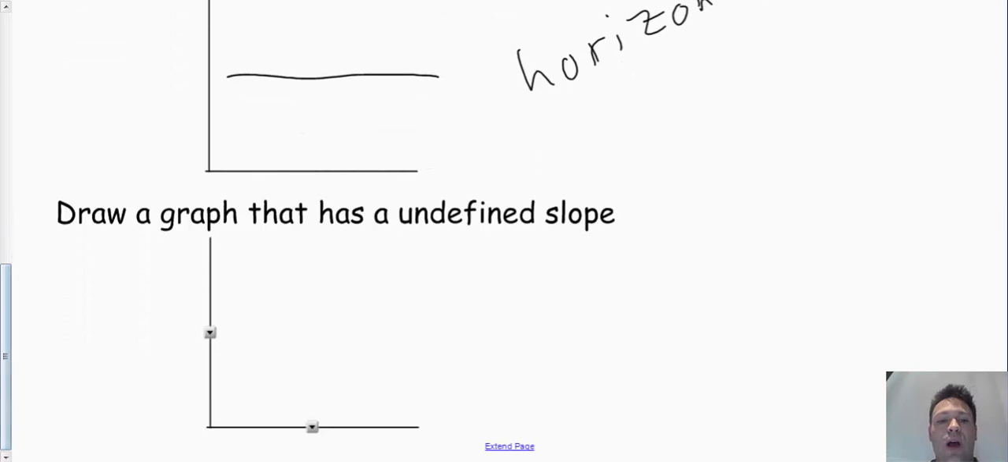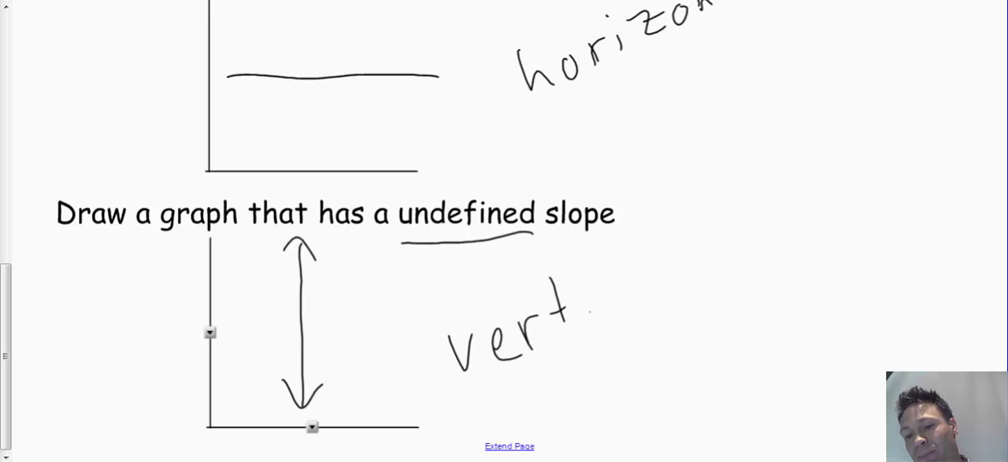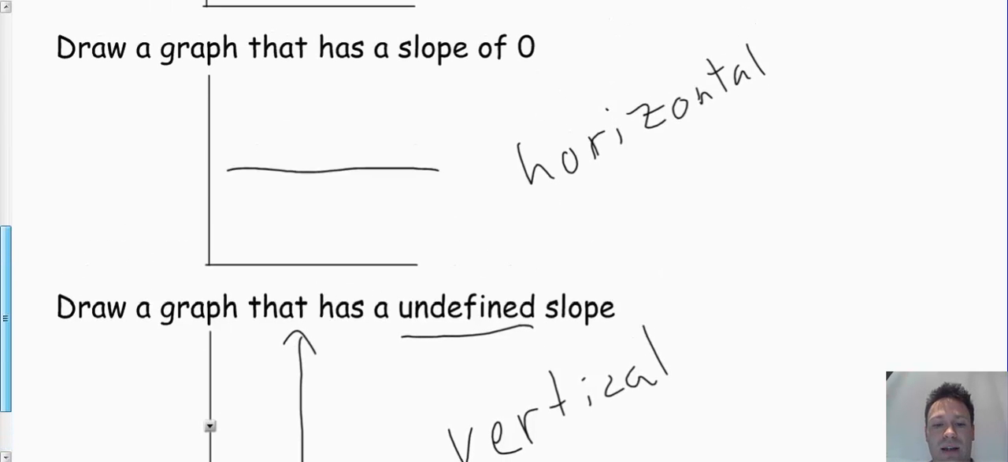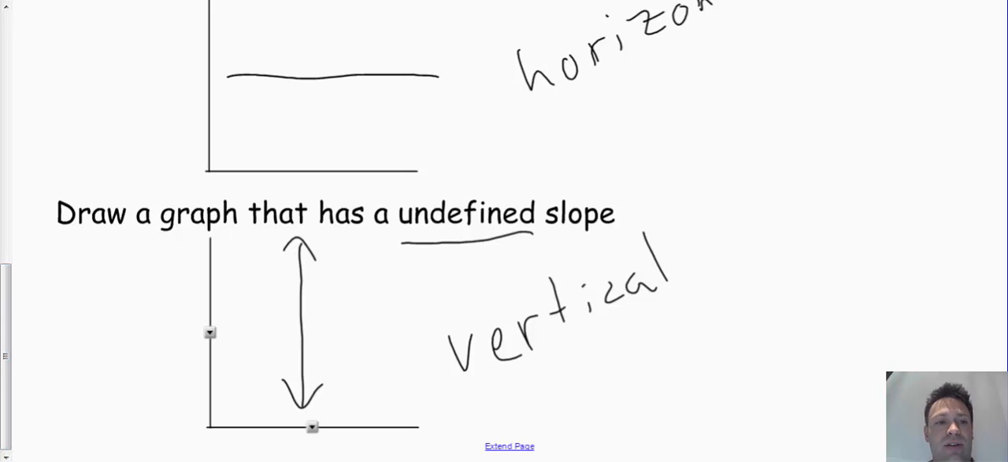Draw a graph that has an undefined slope. This is what I want you to think about. Undefined is so steep that we can't measure it. It is a vertical line. So things that are undefined slopes are vertical lines. So, just some things to keep in mind. Positive and negative slopes go up or down, horizontal lines are flat with slope 0, and vertical lines have undefined slope.